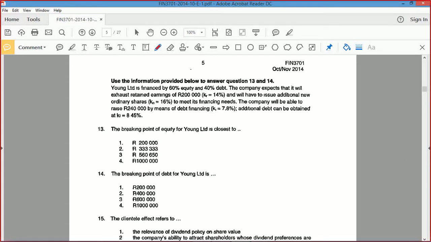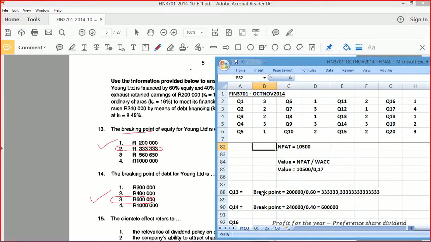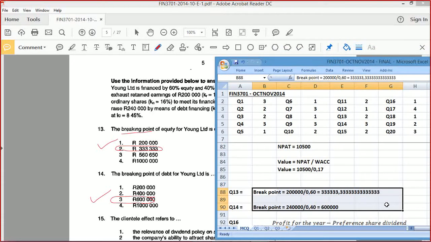I got option 2. Option 2 for the breakpoint, good. And then option 3 for the other breakpoint. And option 3 for the other one, for 14, breakpoint of 600,000. Option 3, yes. Those are pretty straightforward. You just have to take the actual amounts and divide it by the weightings, basically. I'm quite happy with the breakpoints.